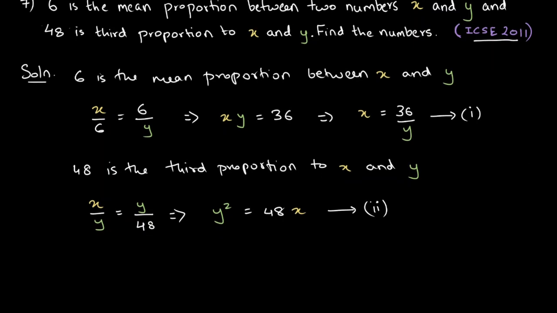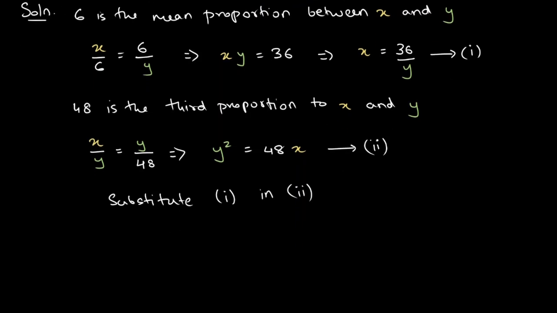Now remember, we want to find the values of x and y. I have two equations: x is equal to 36 upon y, and y square is equal to 48x. One way of solving this is to substitute the value from equation number 1 in equation number 2. That gives me y square is equal to 48 into, instead of x, 36 upon y. If I solve this equation, I should get the value of y, and once I get that, I'll get the value of x.